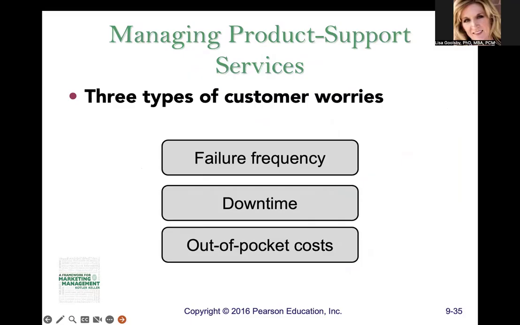Three types of customer worries: failure, downtime, and out-of-pocket costs. So customers are always worried about those types of things. And so as a company, if you can help alleviate any of that or provide assurance to your customer, that's going to go a long way to customer satisfaction.